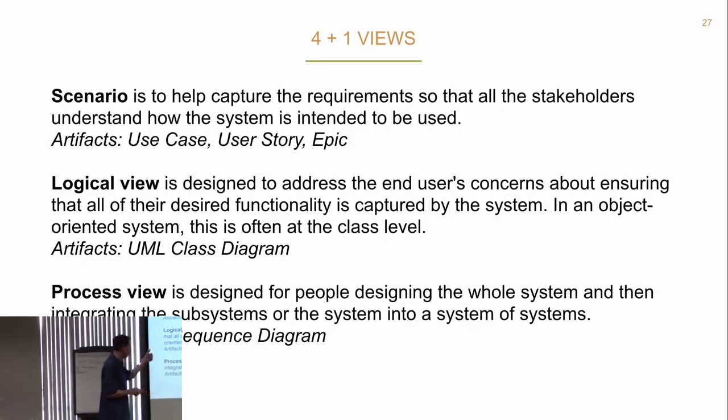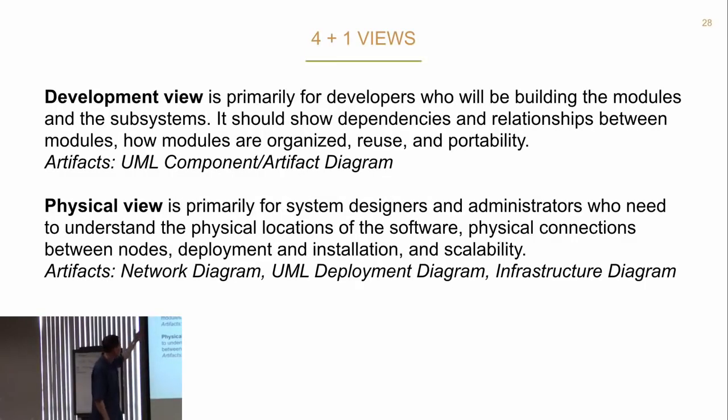So we've captured what the classes are. Process view, for people designing a whole system, those of you familiar with UML, that's called a sequence diagram. I'll walk everybody through UML here in just a little bit too. Just these several diagrams. For those of you familiar, this maps over to UML. Development view, that's a UML component diagram. This shows how the modules are organized, reuse and portability. Physical view, again, this could be our network diagram and everything.